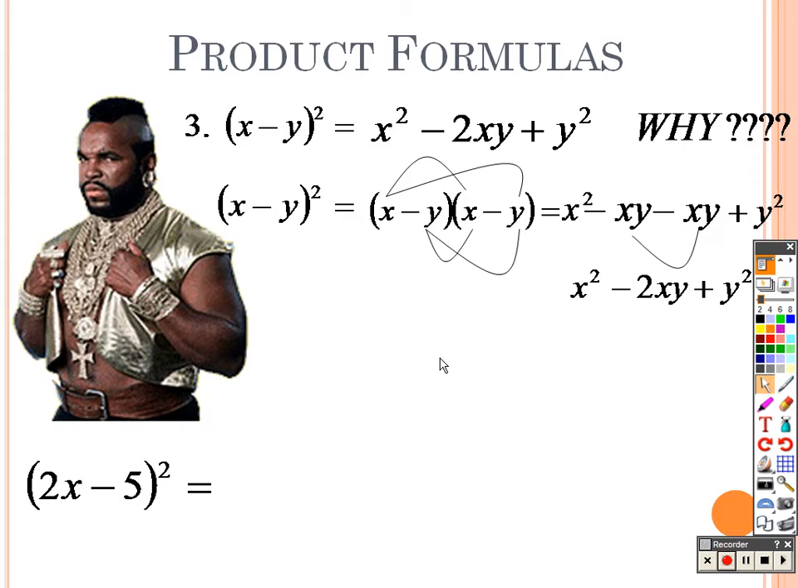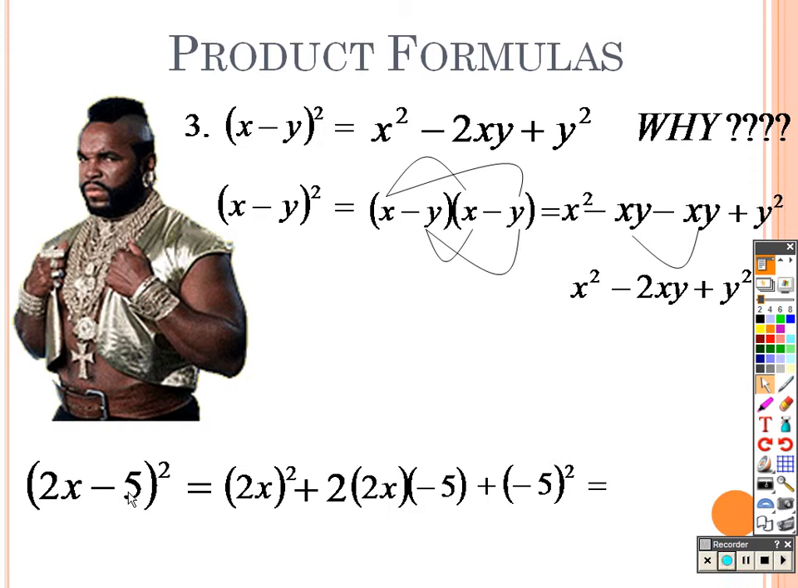So once again, instead of using foiling to solve this, let's just use the formula that we have created here. You take the first term and you square it, so 2x squared. And then you take 2 times the first term times the second term. So 2 times the first term, which is 2x, times the second term, which is a negative 5. And then it is the last term squared, so negative 5 squared.